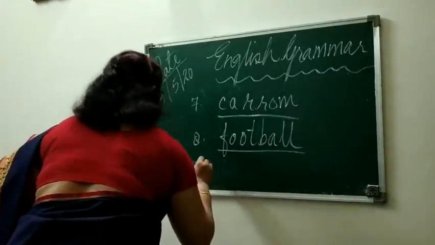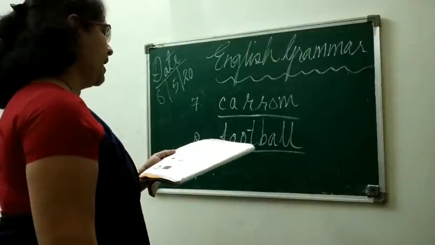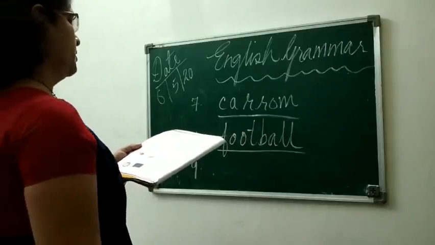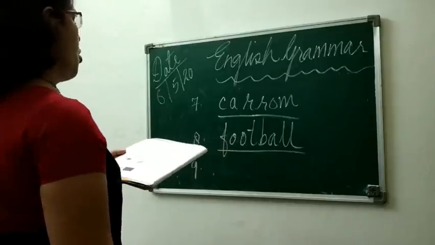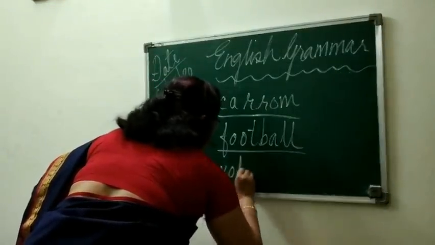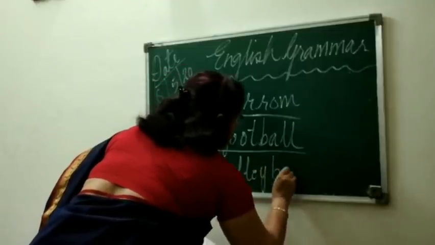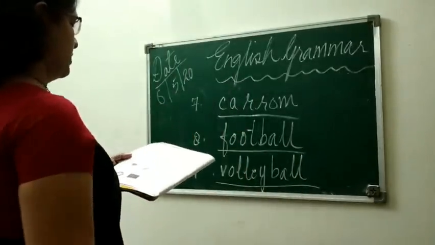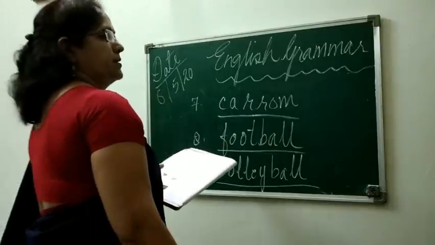Let's read the ninth one. V O L L A B Y L E. Now, the correct word is volleyball. What is the correct word? Correct word is volleyball. Now, let's write volleyball. V-O-L-L-E-Y-B-A-L-L. Volleyball. So, ninth one is volleyball. Now, last one, tenth one.